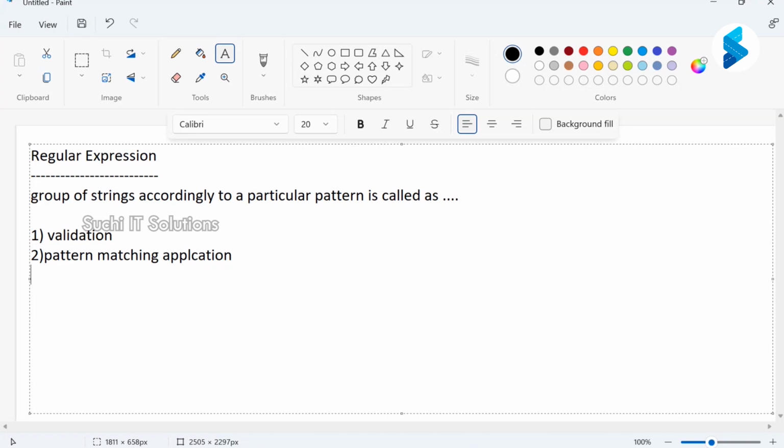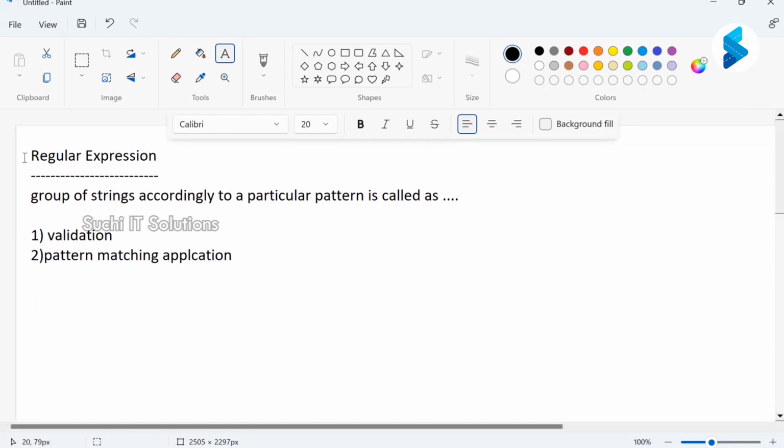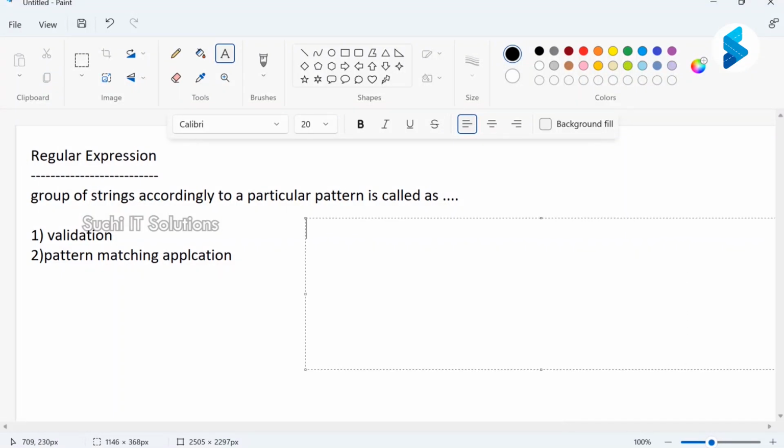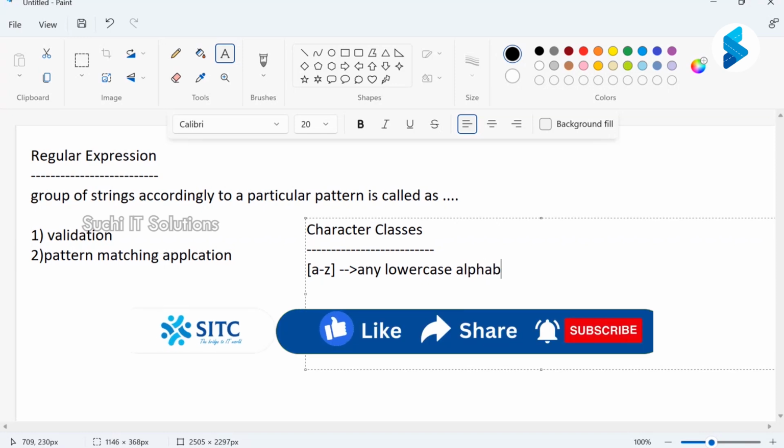Okay, that's fine. One thing here, I'm focusing on character classes. So what are the character classes? Here I can say small a to z: any lowercase alphabet symbol.